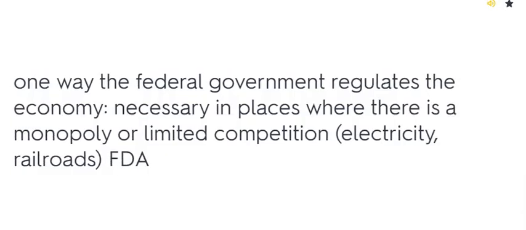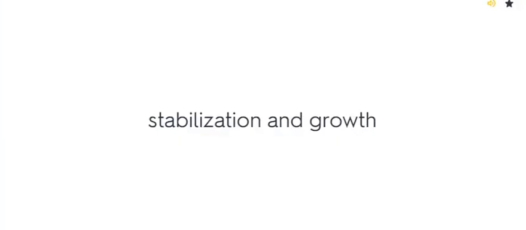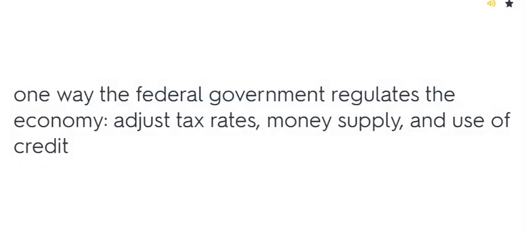Regulation. One way the federal government regulates the economy: necessary in places where there is a monopoly or limited competition, such as the FDA. Stabilization and growth. One way the federal government regulates the economy: adjusts tax rates, money supply, and use of credit.